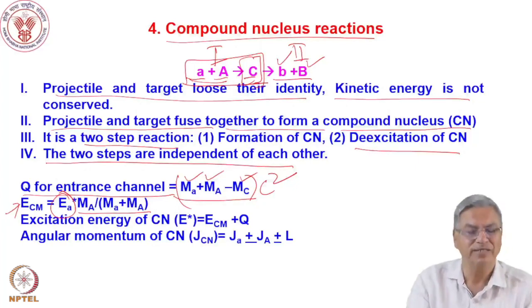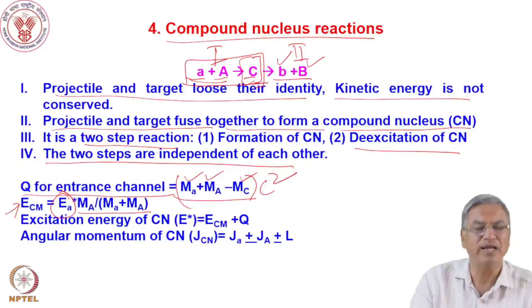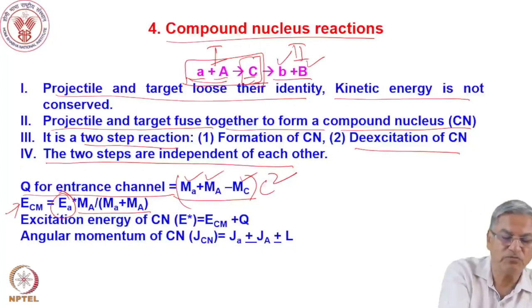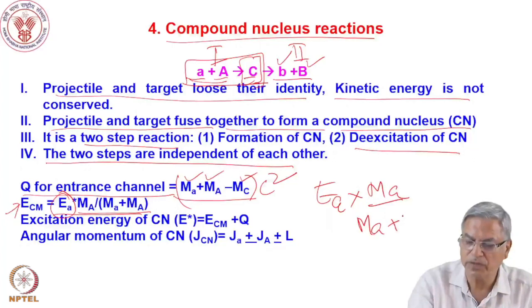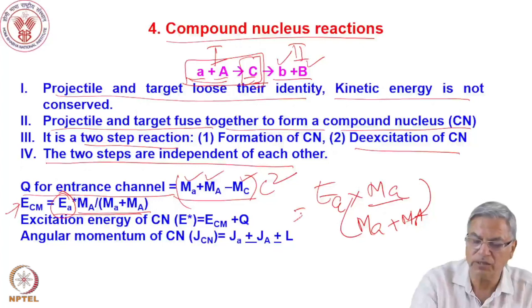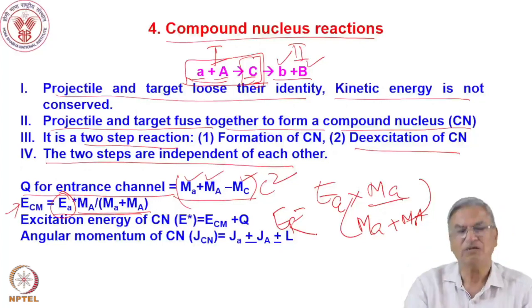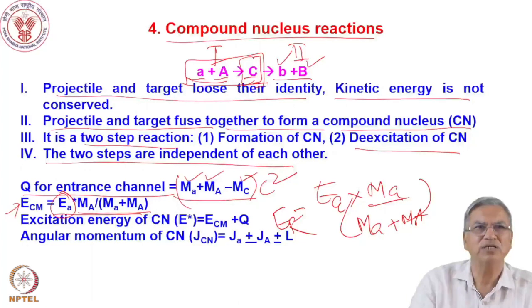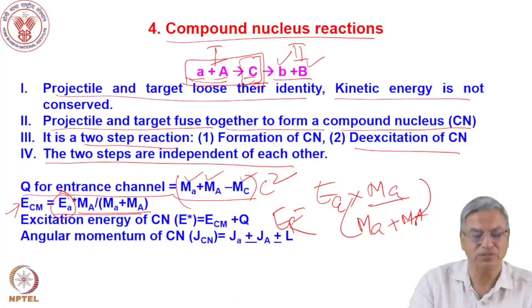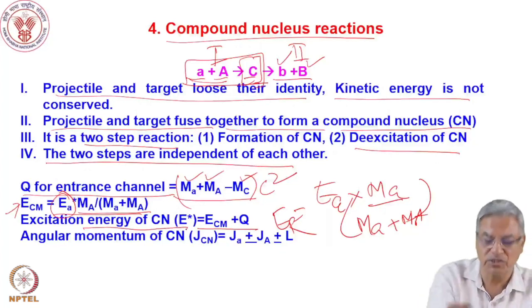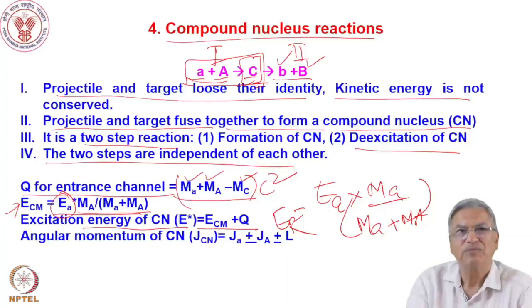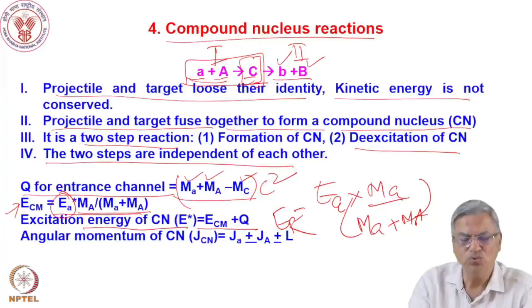Suppose the target is heavier, then the majority of the energy of the projectile goes to the center of mass energy, and a small fraction will go into kinetic energy. So what goes as the kinetic energy? Ea into ma upon ma plus ma. This fraction is also called the recoil energy. So some part goes as recoil energy, some part goes as ECM, the energy available in the center of mass system. And that energy adds to the excitation energy of the compound nucleus. So the compound nucleus excitation energy is equal to the ECM plus the Q value.